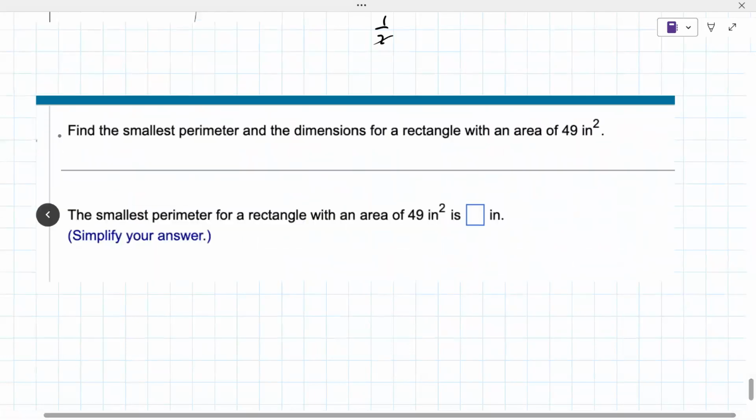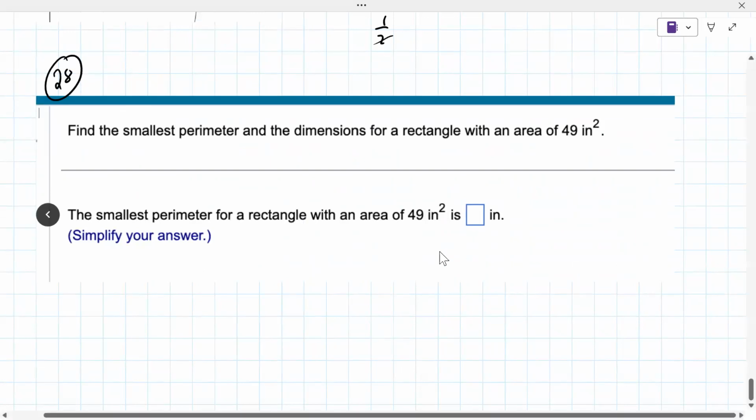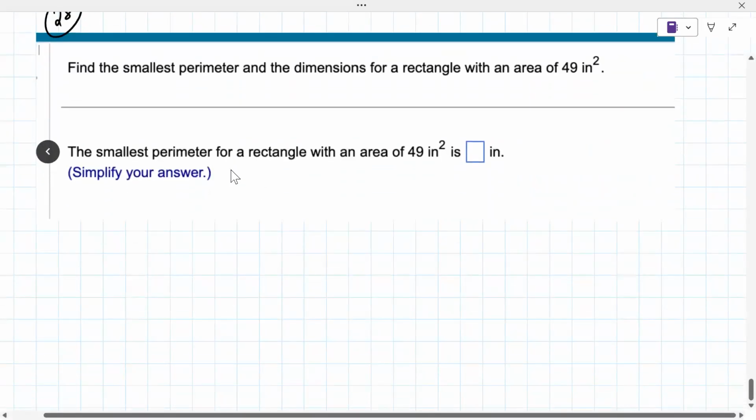This is 28. All right, so it says find the smallest perimeter and the dimensions for a rectangle with an area of 49 inches squared.